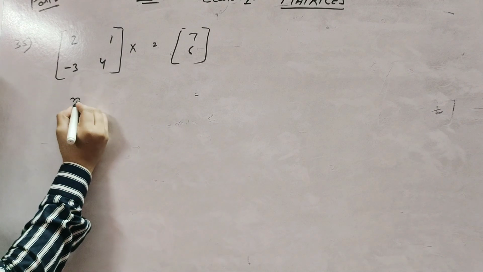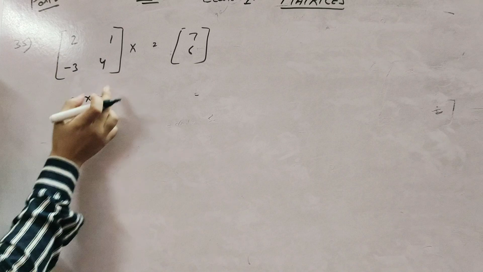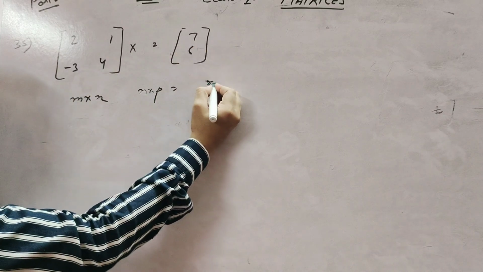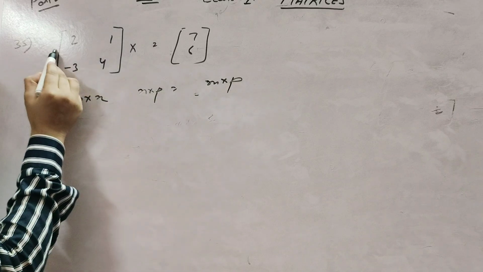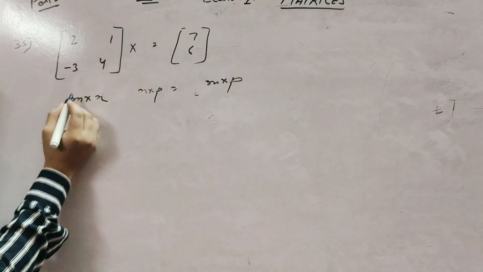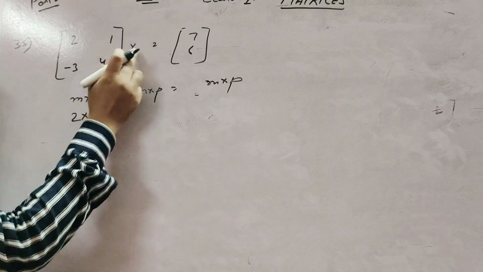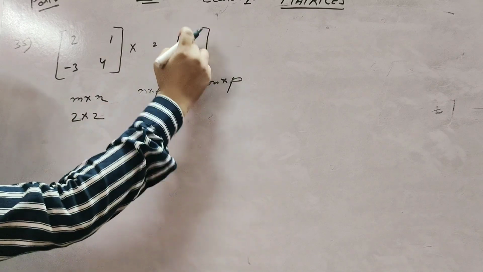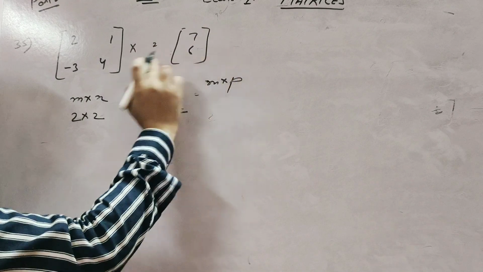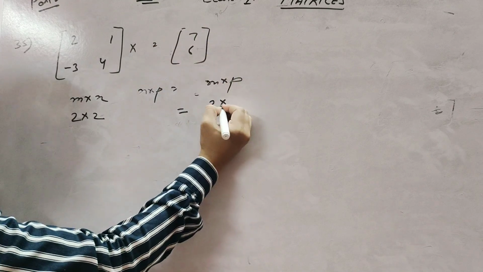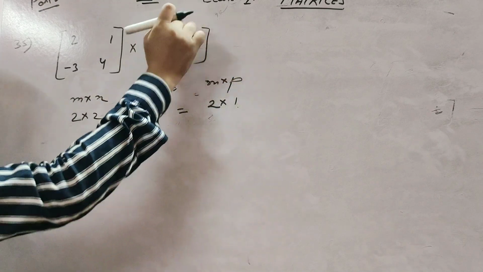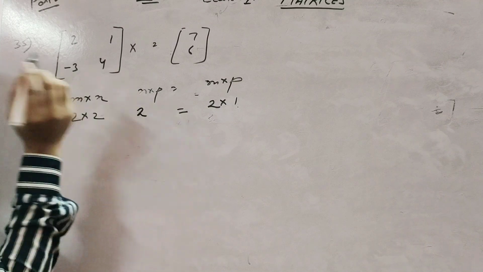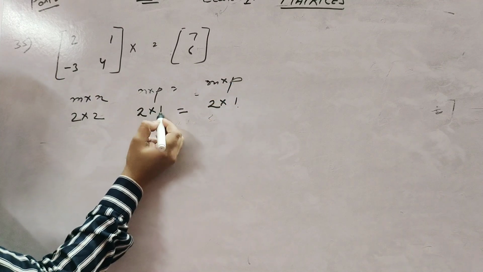So we know that m into n for this matrix, n into p for this, and m into p for the result. Here it is 2 row and 2 column. We don't know about X, so we write n into p. The result is 2 row and 1 column. So n here is 2, so we write 2, and p is 1.